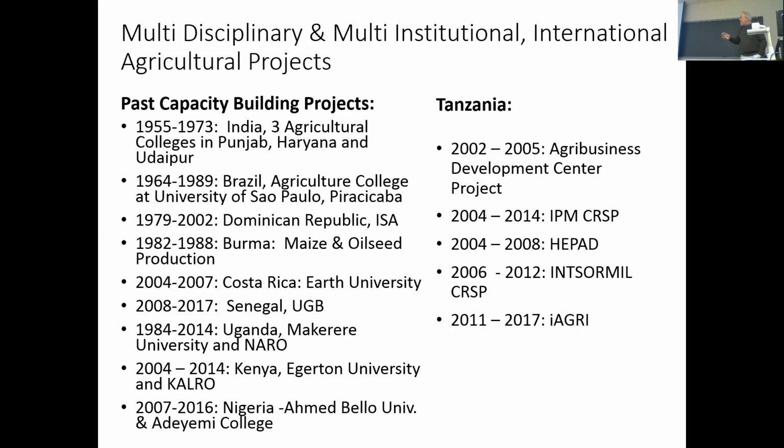But since 1955, OSU has been involved in a number of these, and I've just put some of these up there. I didn't put all of them that we've been involved with. These are what we call institution-building projects, where we partner with a university or a Ministry of Agriculture in these countries to build and strengthen their capacity to do teaching, research, and outreach. And these are now called by USAID HICD, Human and Institutional Capacity Development projects. So these names change, just like the OSU logo changes.